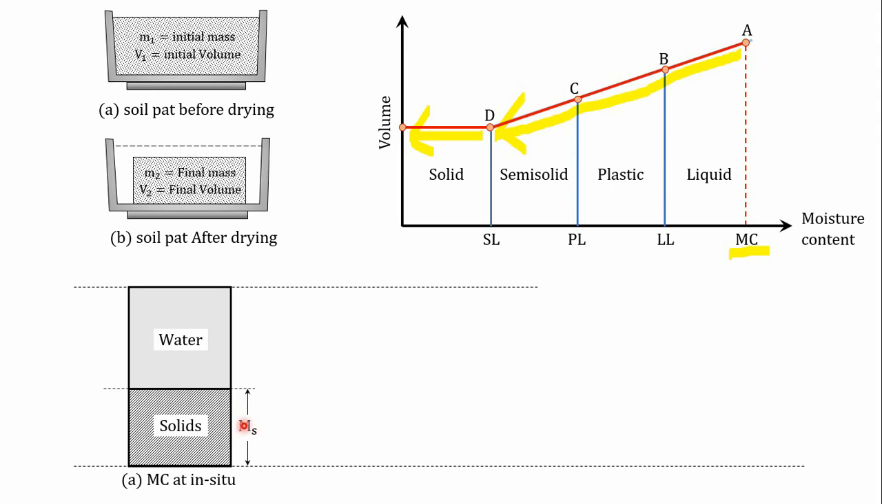Okay, we denote natin siya as MS. At ito yung ating mass ng water. And then the total mass, class, is equal to the mass of water plus mass of solids, and that represents the mass 1. Okay, that represents the initial mass, class. Okay, and then this will be our volume of solids, this will be our volume of water, and the total volume, class, is the volume of water plus volume of solids. Okay, and then the total volume, class, is represented as V1. This is the initial volume of the soil since MC is at in situ pa yan.